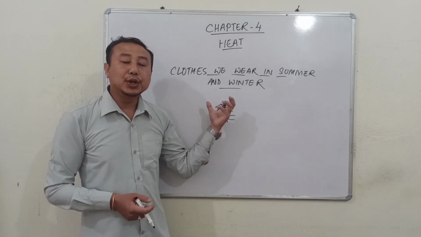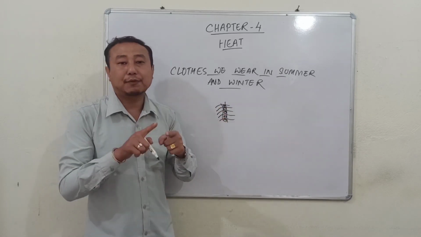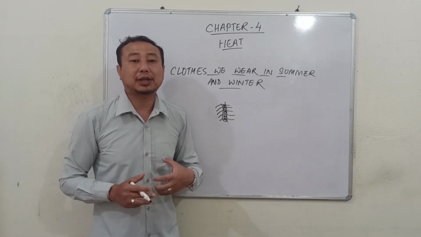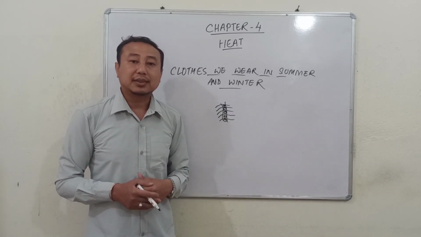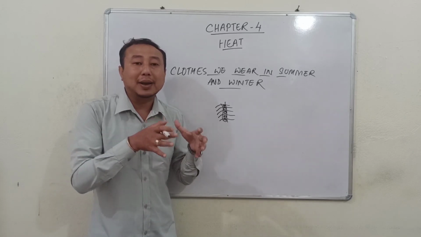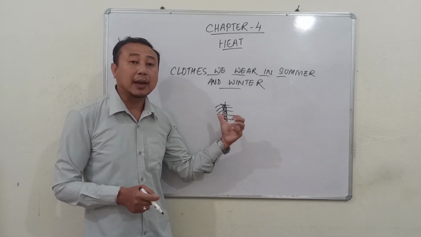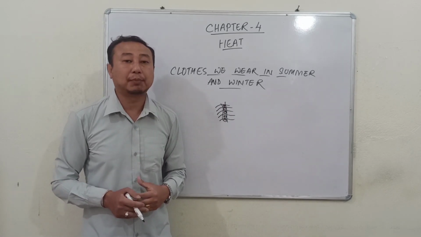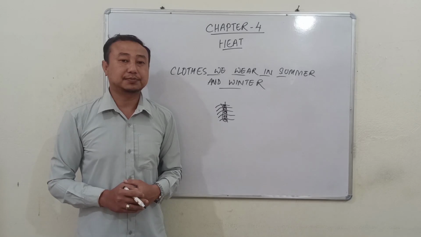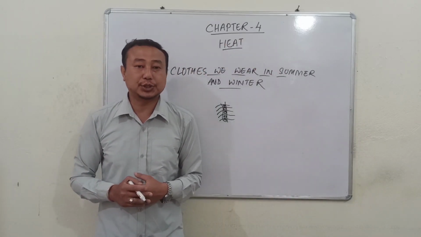So when we wear woolen cloth during the winter season, the trapped air present between the fibers of the woolen cloth doesn't allow the heat energy from our body to escape into the atmosphere. That means our body heat will remain inside our body itself. Because of this reason, it helps in increasing the temperature of our body and helps in keeping our body warm during the cold winter season. So these are the reasons why we wear different types of clothes in different seasons.